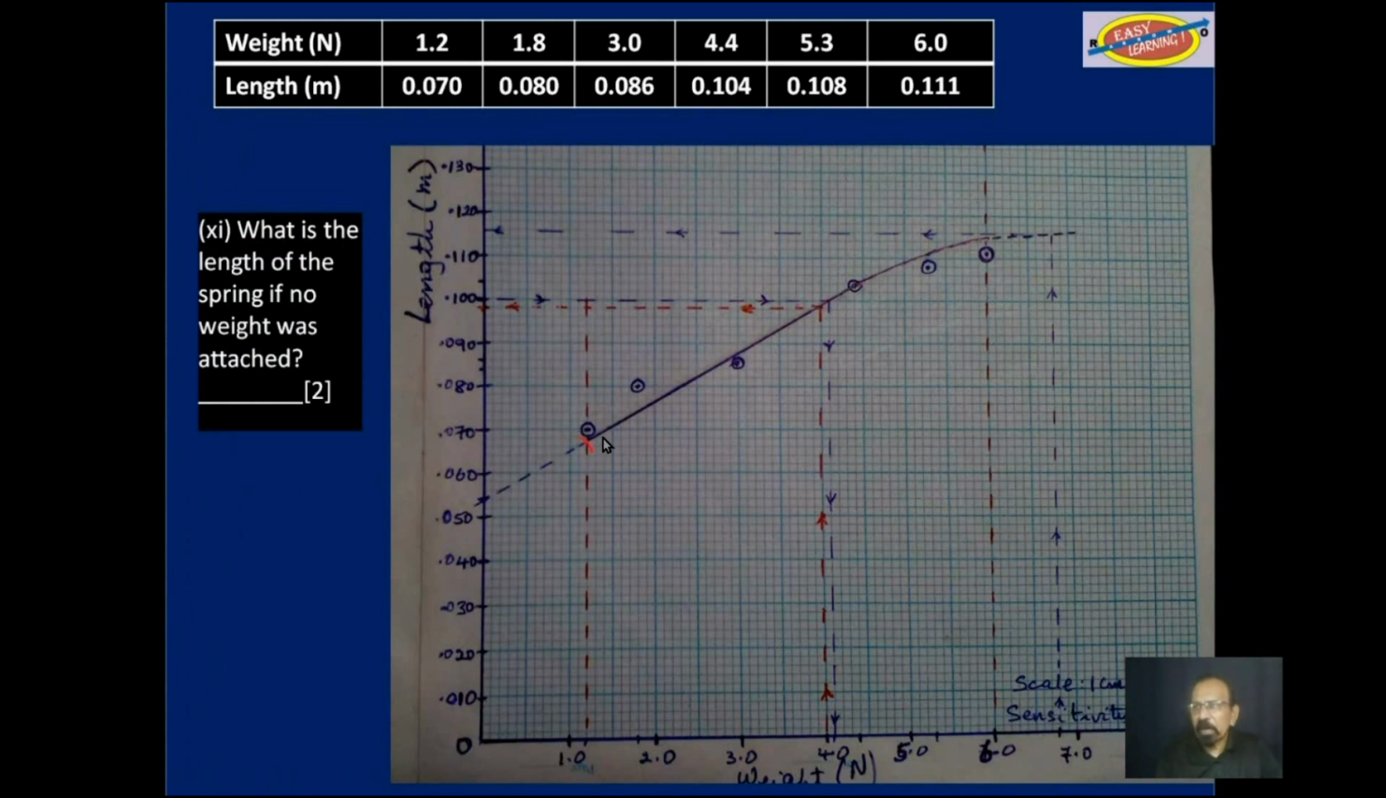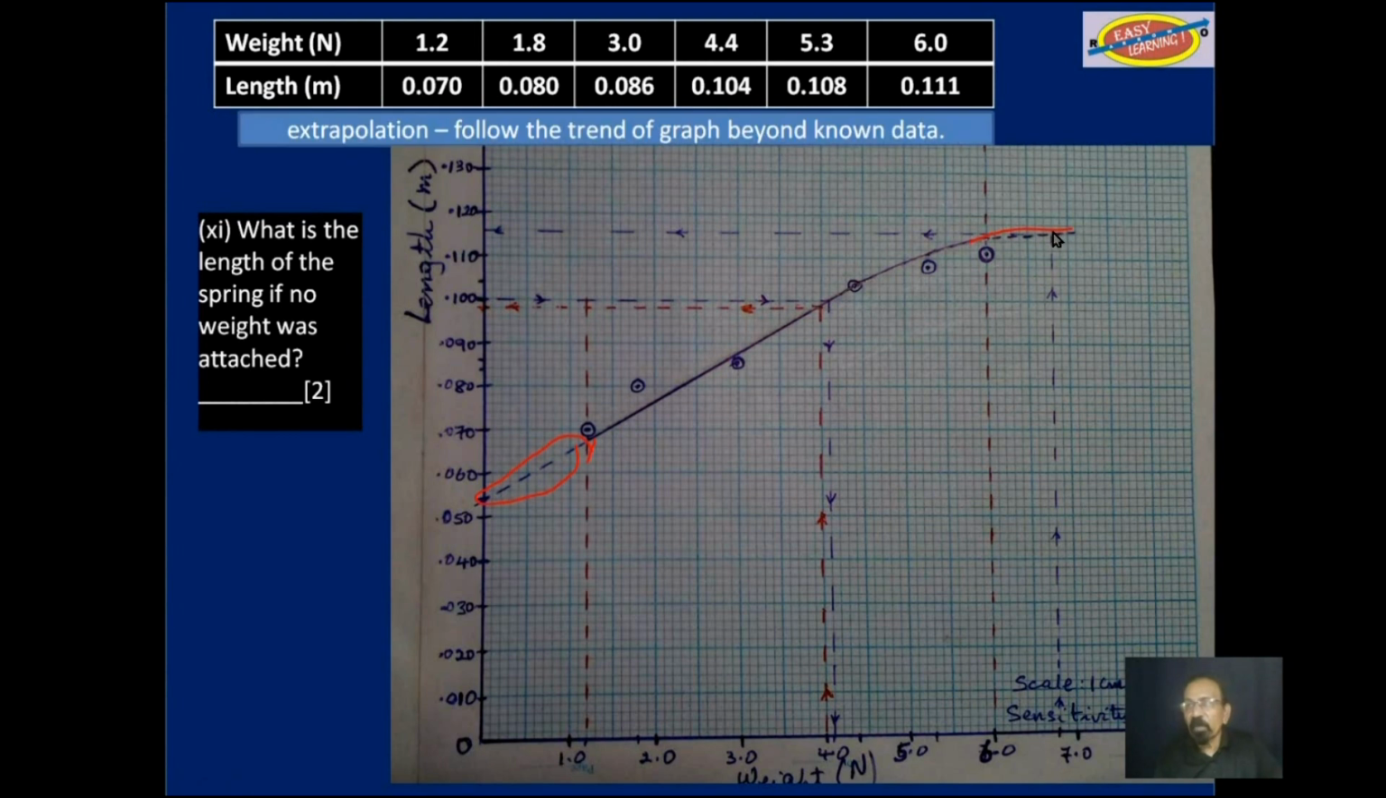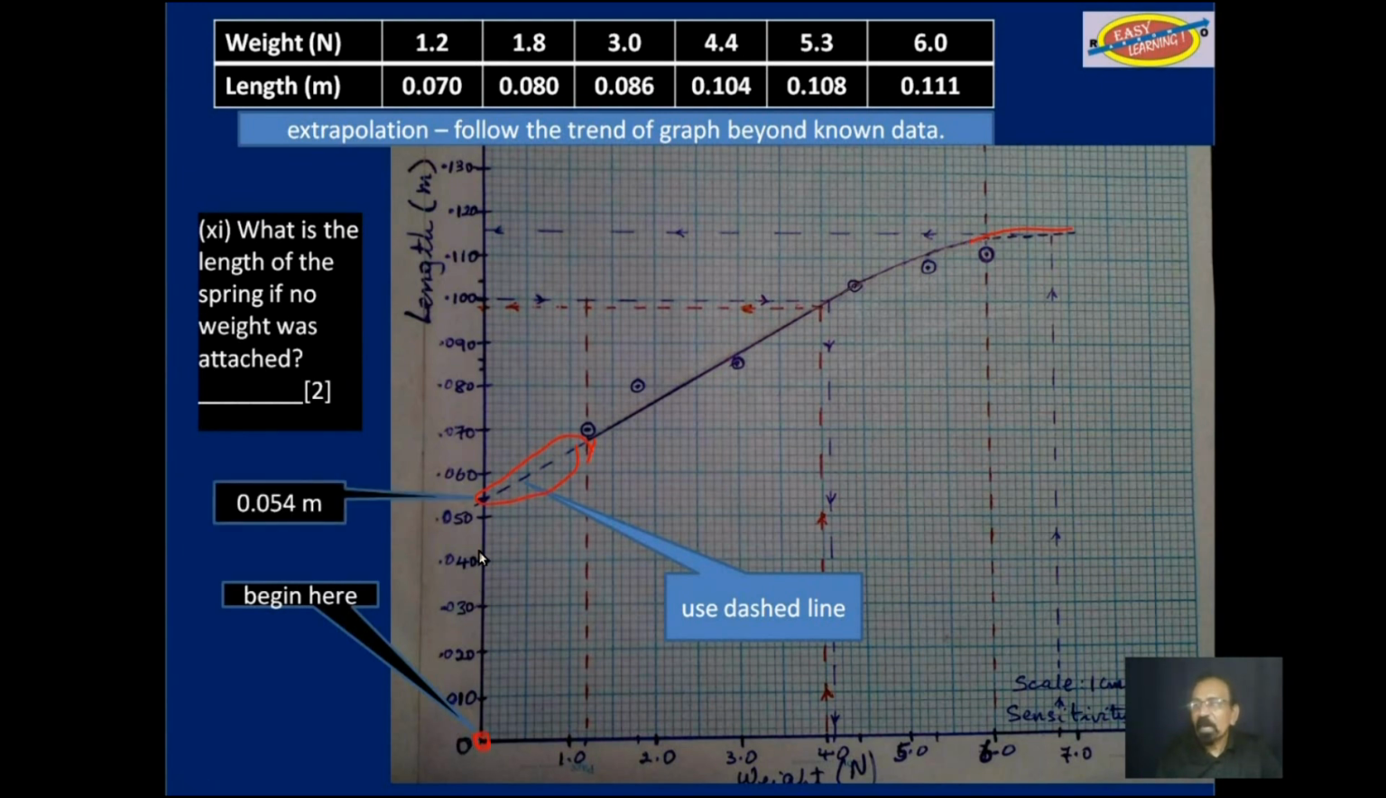And so we get something that looks like this. We follow the trend of the graph. Notice on the left-hand side, the graph is going straight. On the right-hand side, the graph was curved. So we follow the trend of the graph, and we use dashed lines. We begin here because our weight is 0. What is the length? The length is 0.054 meter, which is this point here. So now we have looked at extrapolation, we have looked at interpolation.